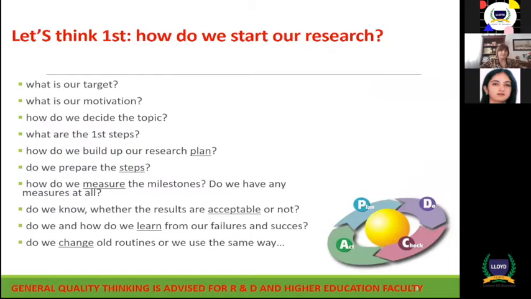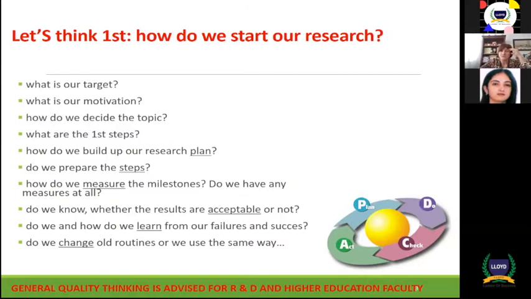So I start by asking them to think first: what is the target? What is our motivation? How do we decide the topic? It's very interesting how we decide to have a research topic. I saw many examples abroad of how researchers decide to select a topic, and then they don't understand why they fail with publication. They don't think that maybe the decision to start with the topic was not really good. So that means that the literature search is very important in the case of a PhD student.